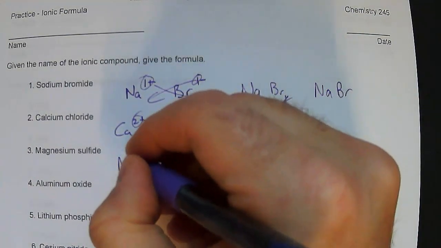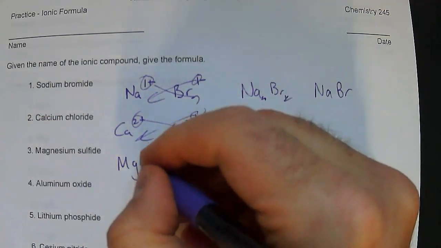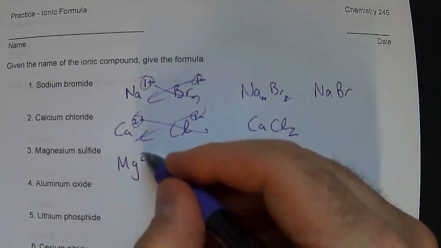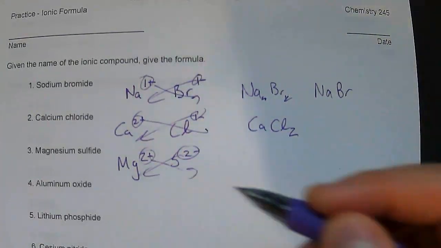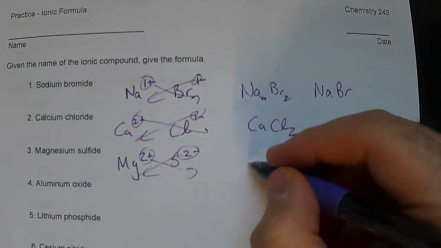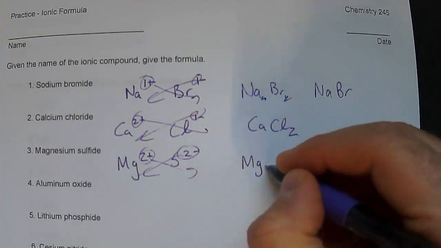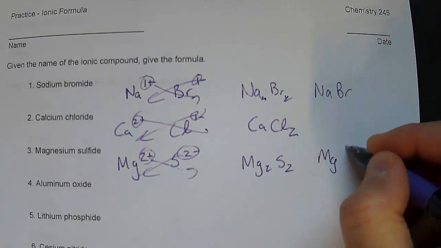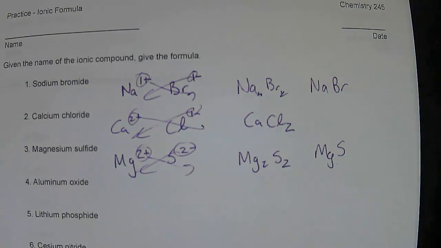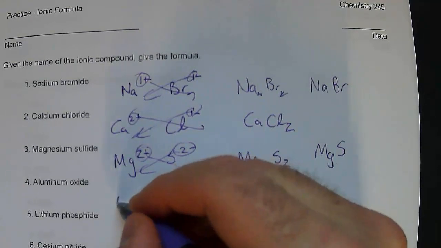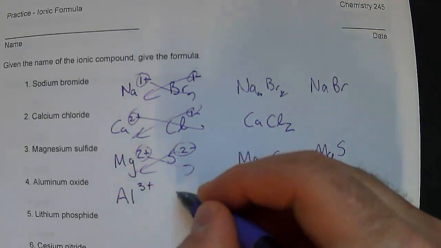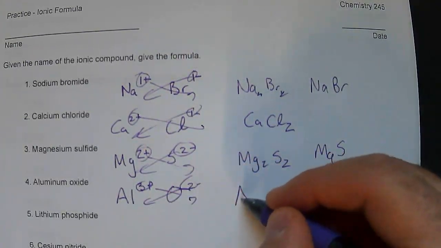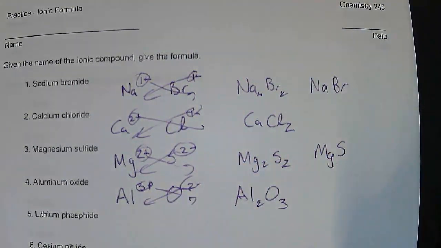Okay, so magnesium sulfide. Mg is 2+, sulfide is 2-, so we're going to crisscross and then reduce. We get Mg2S2, but this can be reduced to MgS. Okay, we have aluminum oxide, Al with a 3+, and oxygen with a 2-. We crisscross, so we get Al2O3.